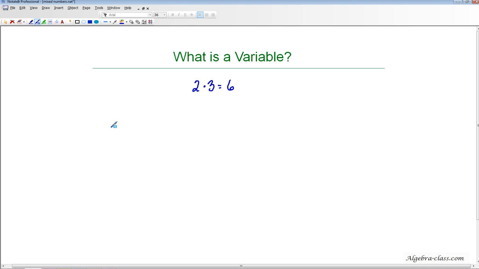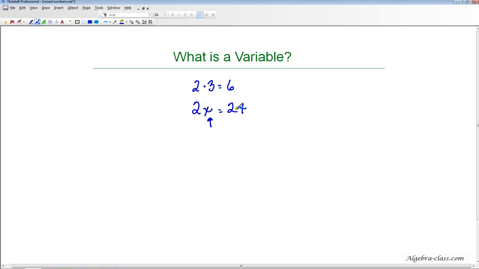When you get into algebra, you may have an expression where you don't know one of the numbers. So you may be multiplying 2 times some number, but you're not sure what it is. In that case, we use what's called a variable. In this case, my variable is x. And this says 2 times x, which is just 2x.